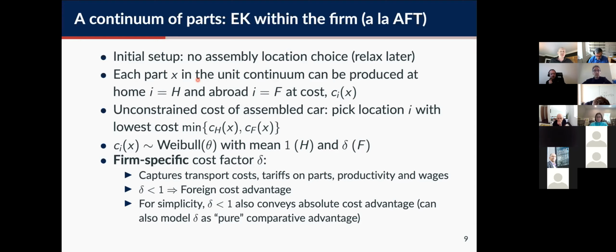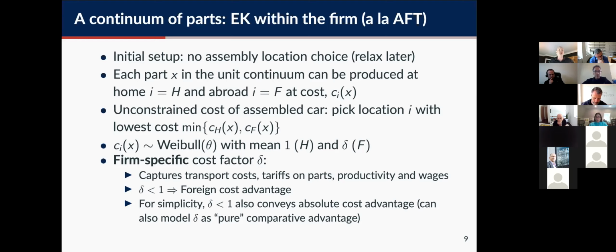Just to fix ideas, I'm mostly going to motivate the model in figures, but let me give you a little bit of notation. The model is very stripped down, just to give you the intuition for this Laffer curve effect. There are going to be two countries, home and foreign. The costs are going to be EK draws, Weibull cost draws. And there's going to be this parameter delta, a parameter for the firm, which is going to capture comparative advantage.